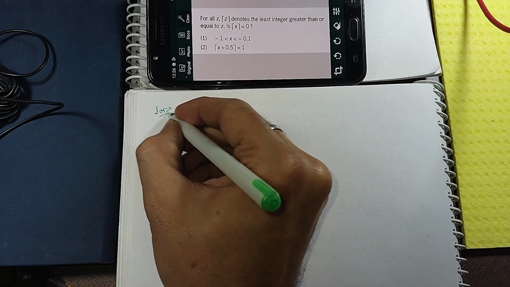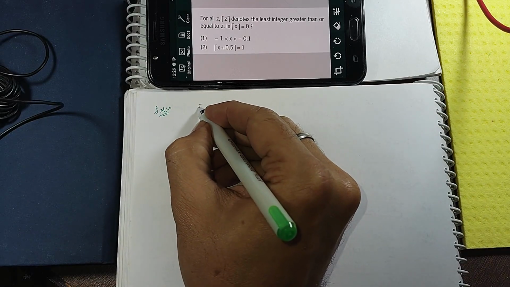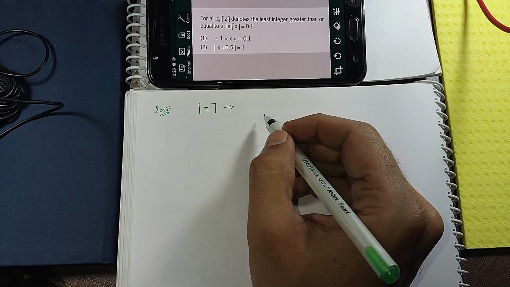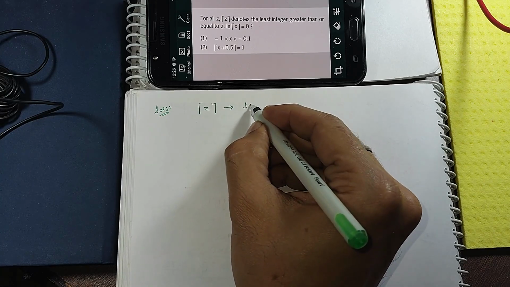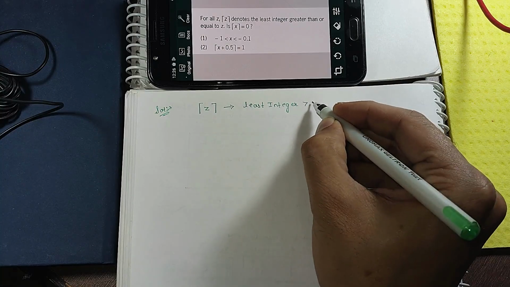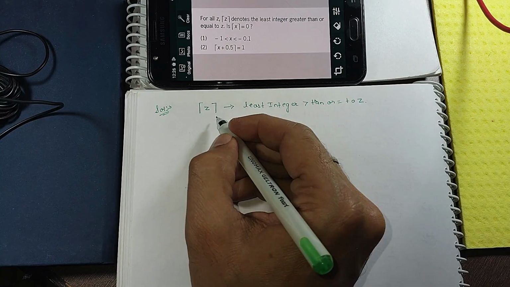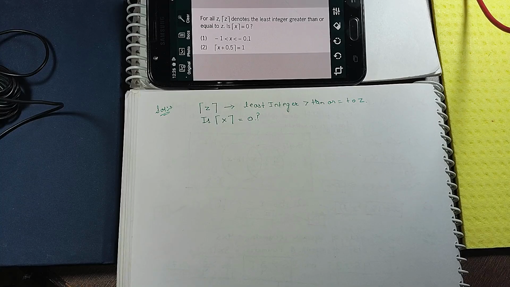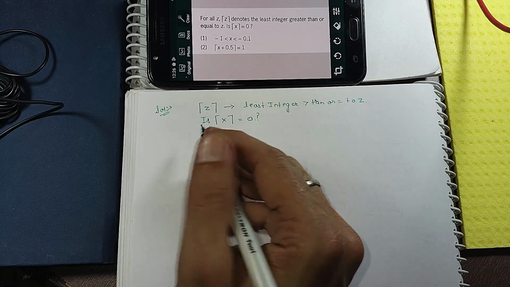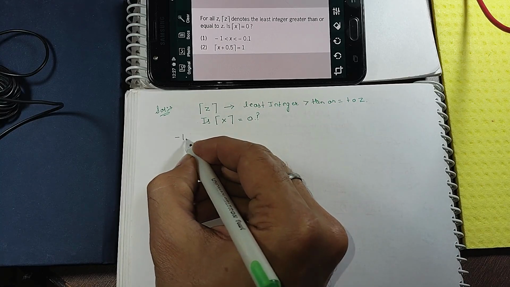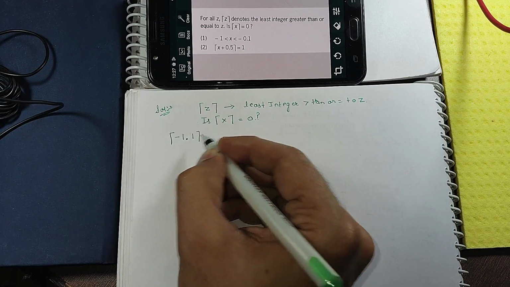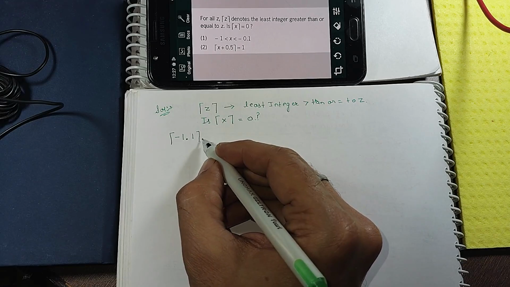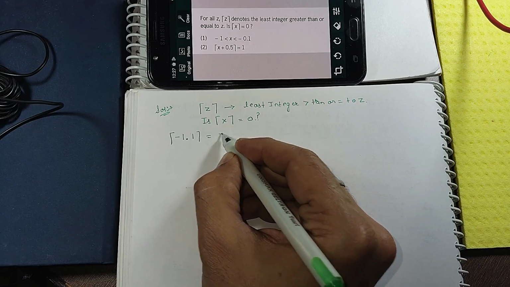For all values of z, this z denotes basically the least integer greater than or equal to z, right? So we need to find whether x is equal to 0. Now we will first use some examples for this. So let us suppose the value is minus 1.1, right? So this operation, let us call this bracket operation, tells us that the least integer greater than or equal to minus 1.1, so the value of this will be equal to minus 1, right?